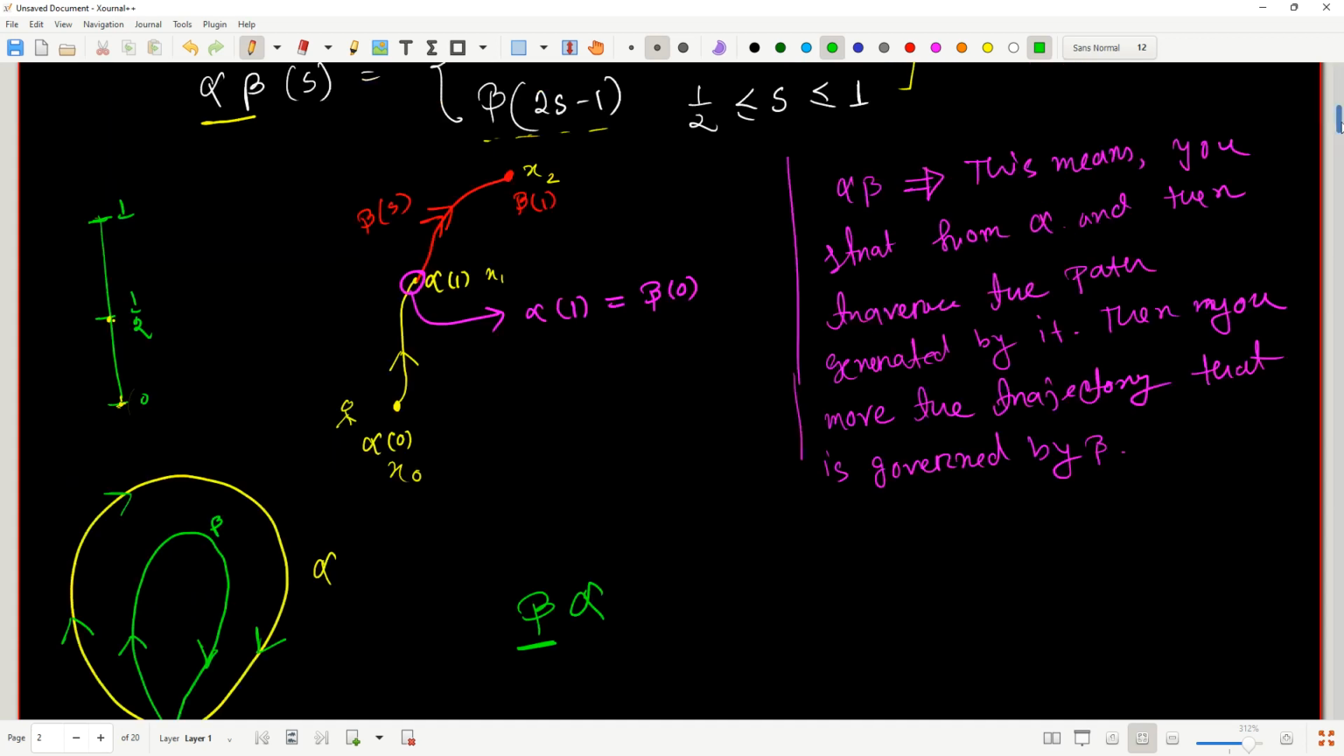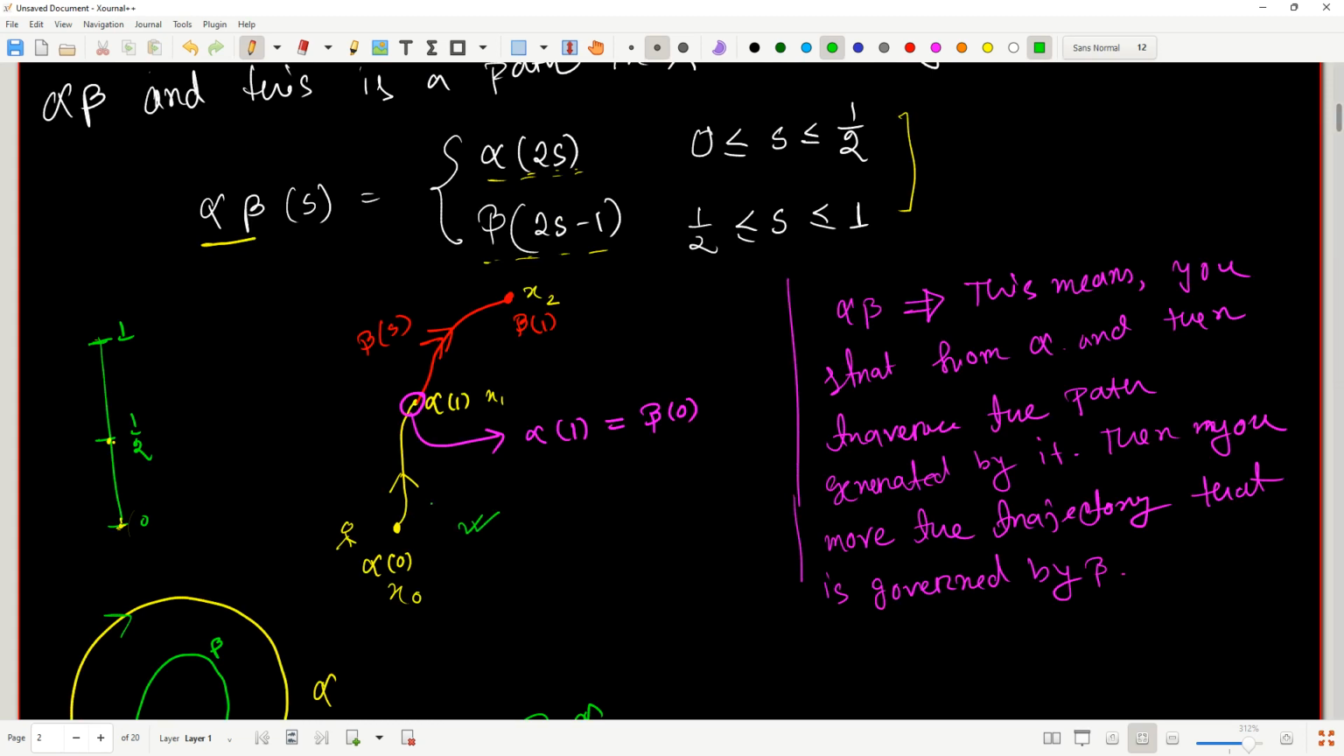How? Again, focus on this. Alpha was a path, and then beta was a path, and their product is also a path. Now what you can do is define the inverse of beta and the inverse of alpha in such a way that if alpha goes from this location to this location, alpha inverse would go in the opposite way. So the alpha inverse is just the opposite way, this way. This is the alpha inverse.